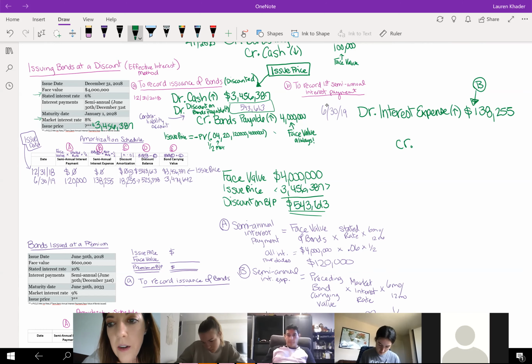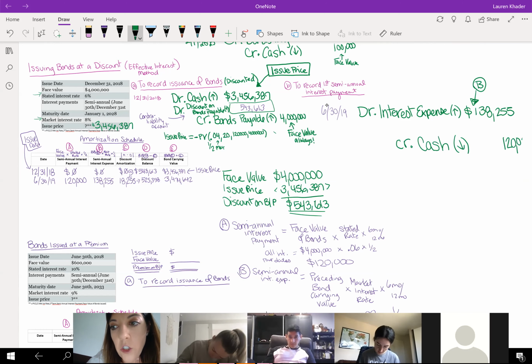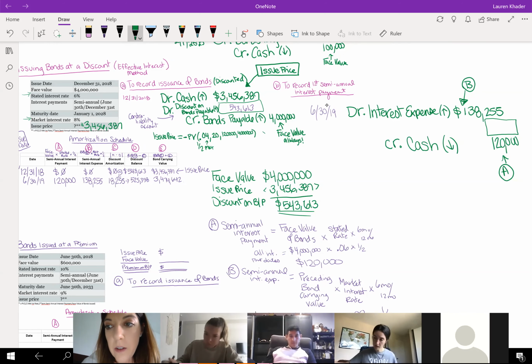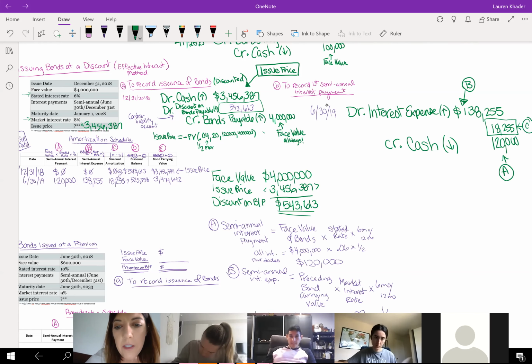And we're going to credit cash because we're paying out cash, right? On this date for 120, which comes from column A. We don't balance. And we need to balance, right? So what's the difference between 120 and 138? 18,255. Correct. 18,255, which is the amortization from C.